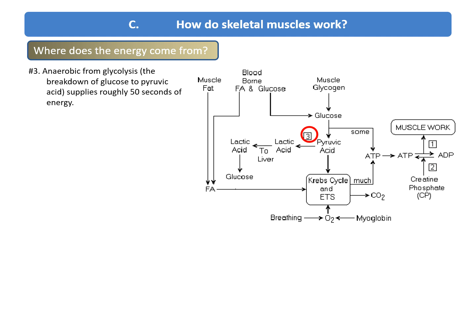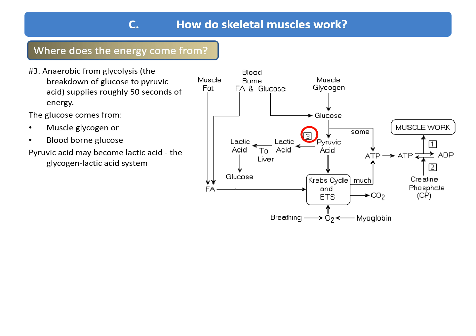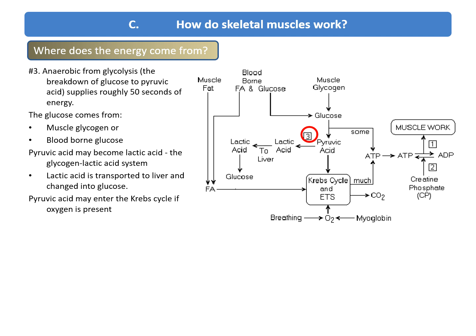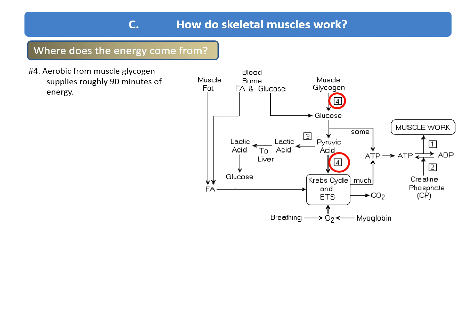Number three is anaerobic generation of energy from glycolysis, that is, the breakdown of glucose to pyruvic acid. If that was the sole source of energy, that would supply roughly 50 seconds worth of energy. Glucose comes from muscle glycogen that's stored within the muscle and transported in by the blood. Pyruvic acid may become lactic acid, the glycogen lactic acid system. Lactic acid is transported to the liver and changed into glucose. Pyruvic acid may enter the Krebs cycle if oxygen is present.